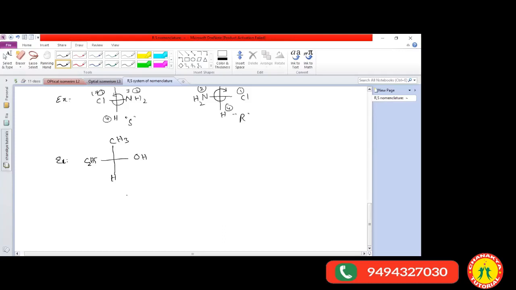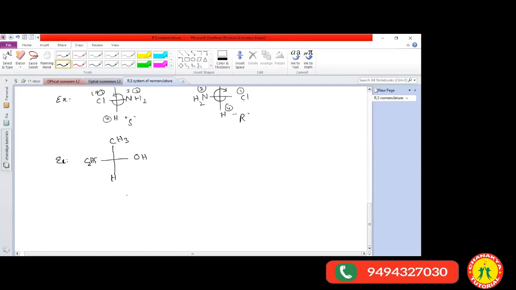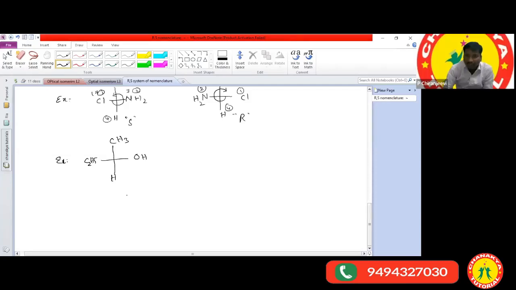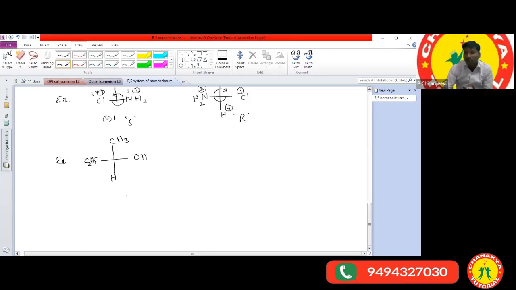Sir, is it S? Aditi? R isomer. Sirisha, what's your answer? R isomer. Sirisha also says R isomer. Sai Akshit, he won't respond, he'll simply attend the class.